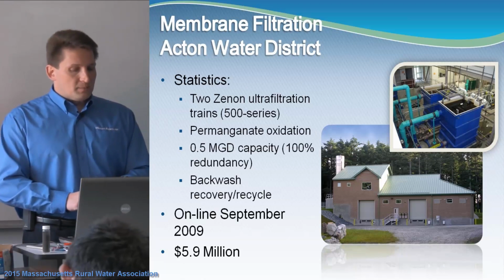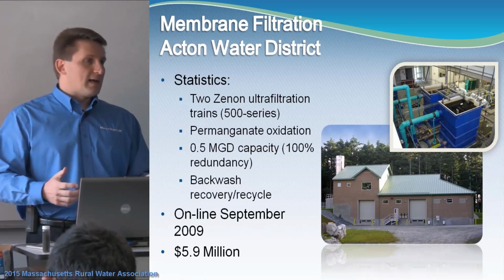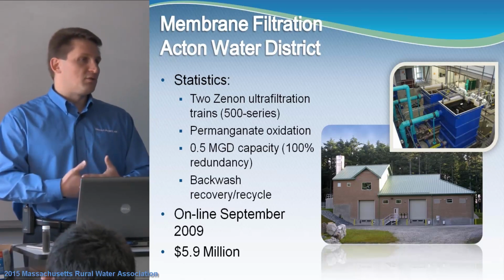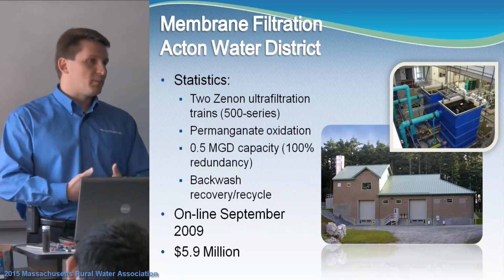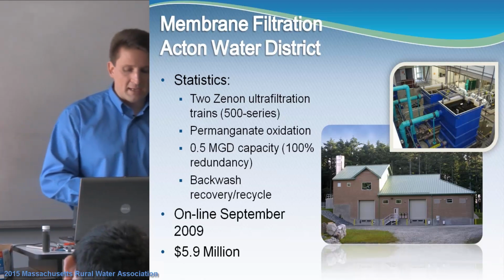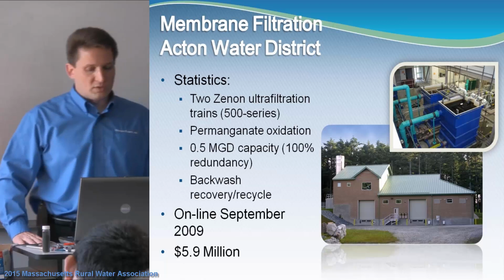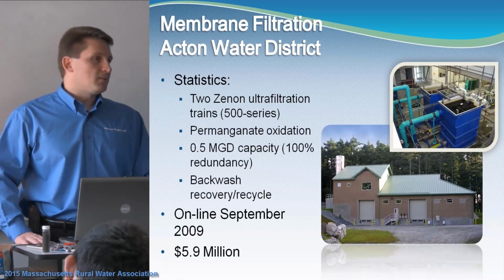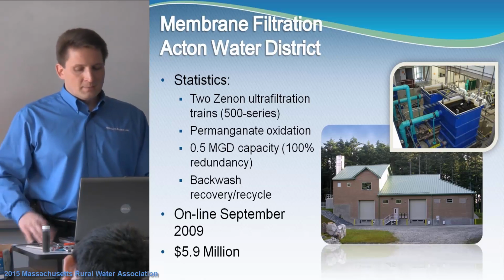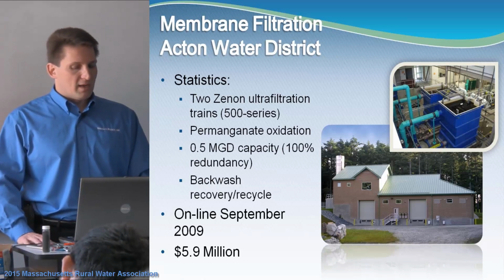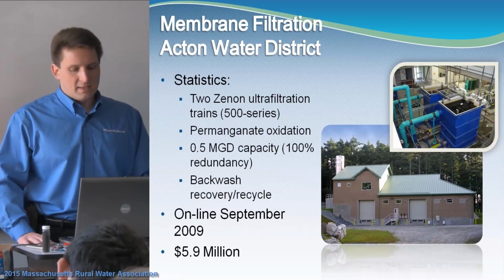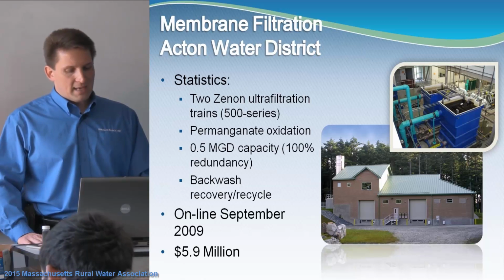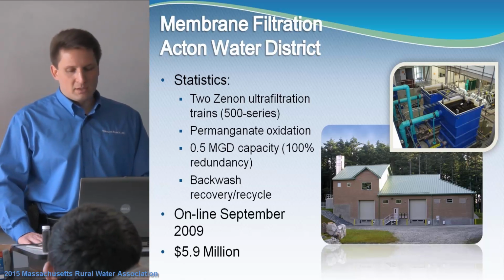They also only needed potassium permanganate to oxidize the iron and the manganese. The chlorine had the potential for THM formation concerns, so they decided to stick with the permanganate there and then do the post disinfection with the chlorine. The capacity of this facility was 0.5 MGD with 100% redundancy, and it also had a backwash recovery/recycle process to increase its throughput. This one went online in September of 2009 at a cost of $5.9 million.